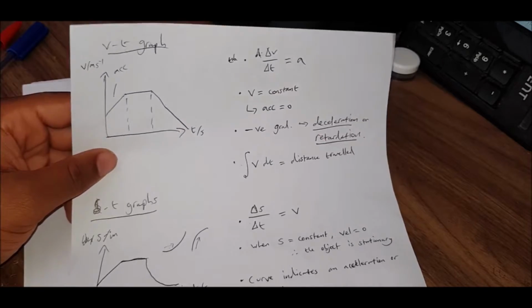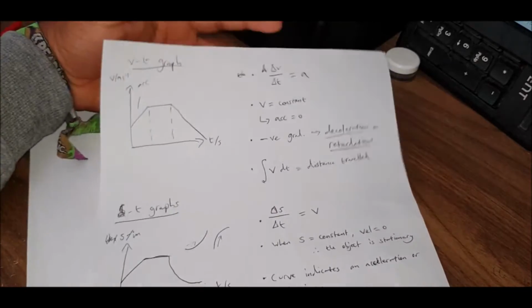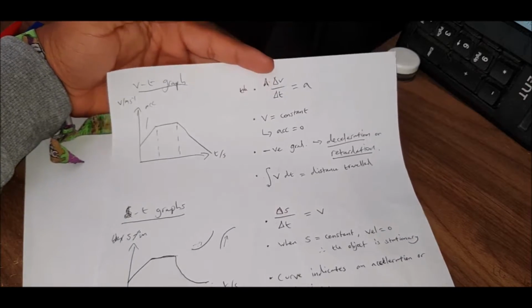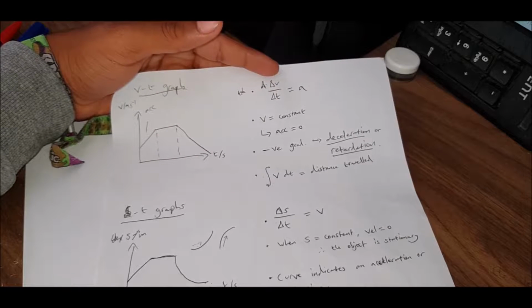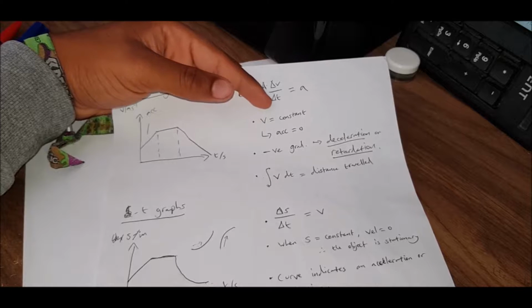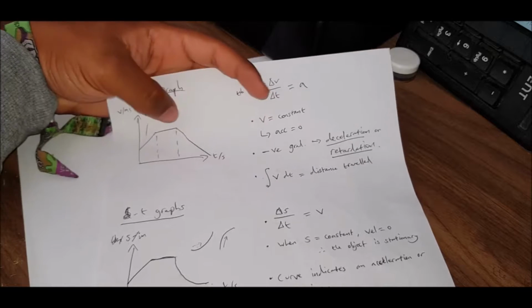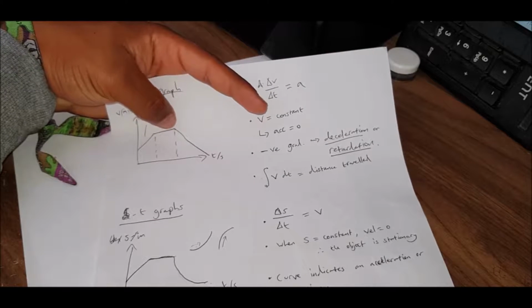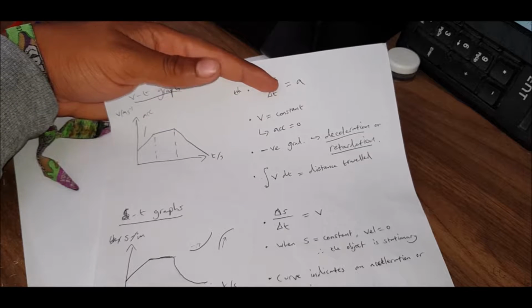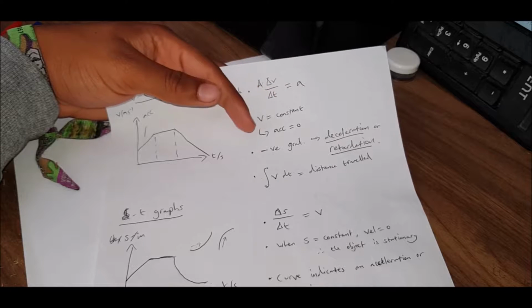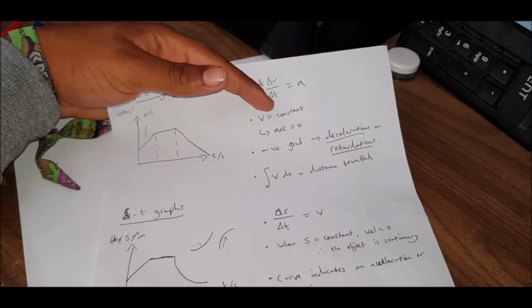Okay, so I'll go through it again. The change in velocity over the change in time is equal to the acceleration. So when the velocity is constant, i.e. the flat gradient there, the acceleration is equal to 0. So this is just a constant velocity. Negative gradient is a deceleration or retardation.